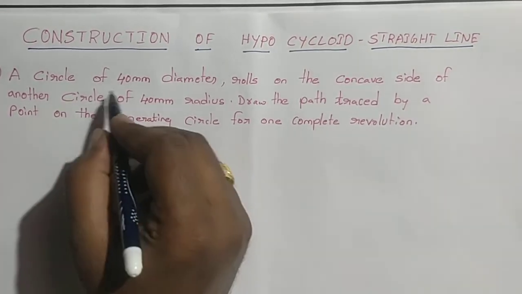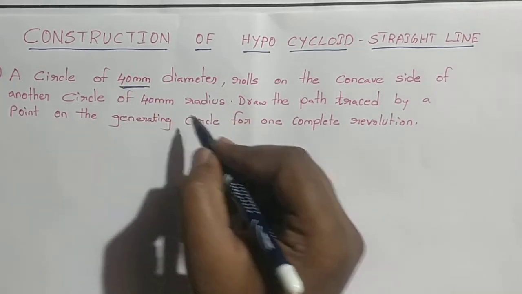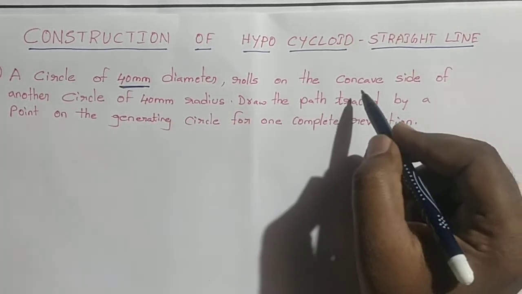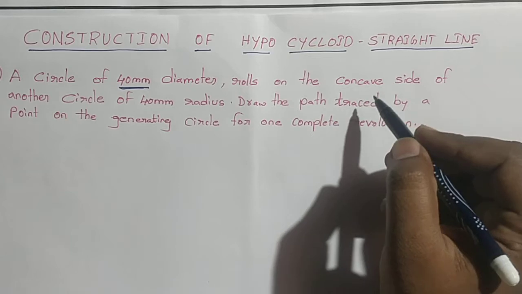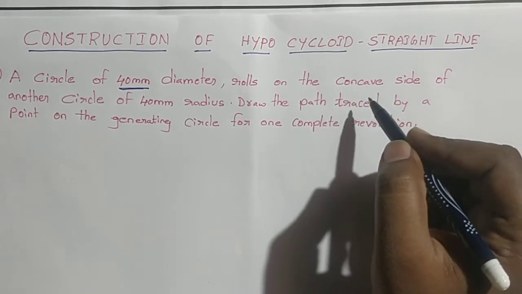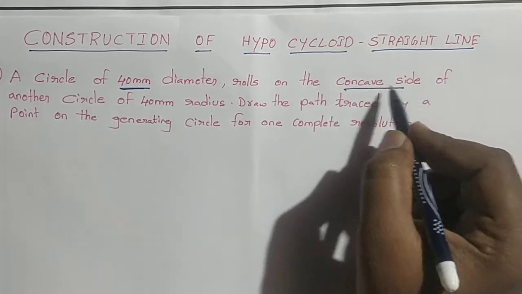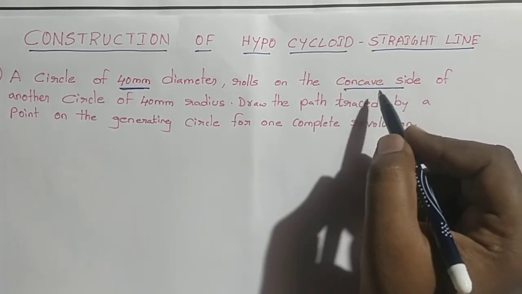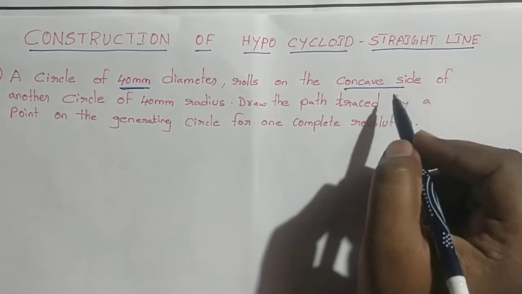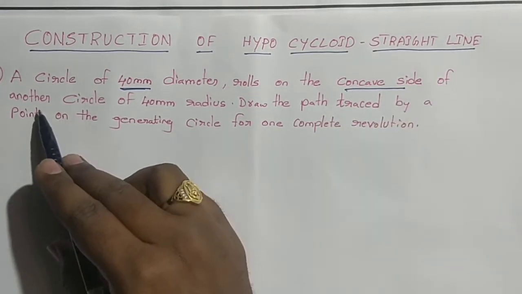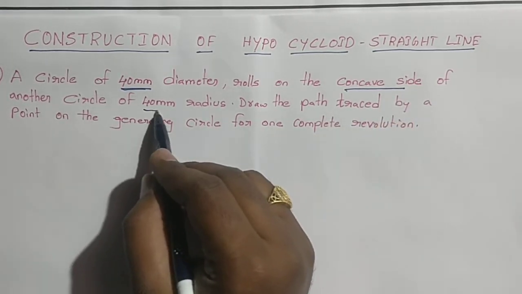Here the circle of 40 mm diameter rolls on the concave side. Concave means inside of another circle. Inside of the circle means it is a hypocycloid. Next, another circle of 40 mm radius.